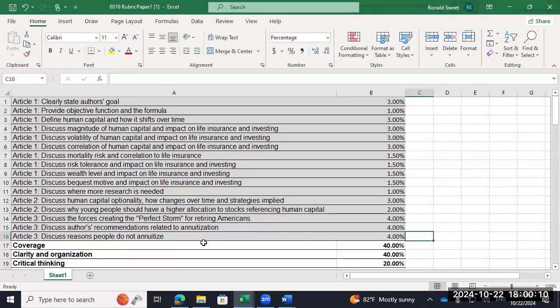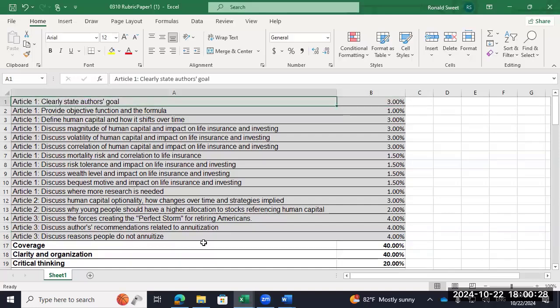Paper is due Friday, midnight. If you're a little late, like Saturday at noon, probably not a big deal, but if you've got it, turn it in. Let's make sure everybody is aware of the rubric on the first article.